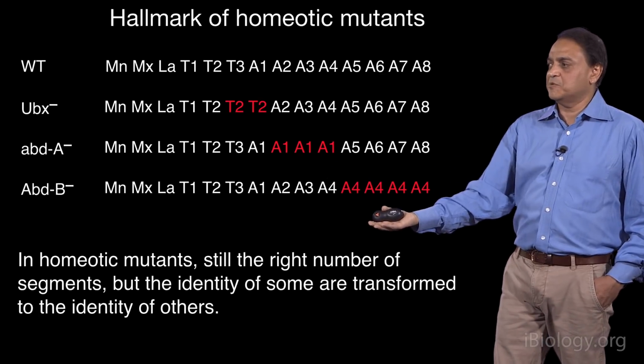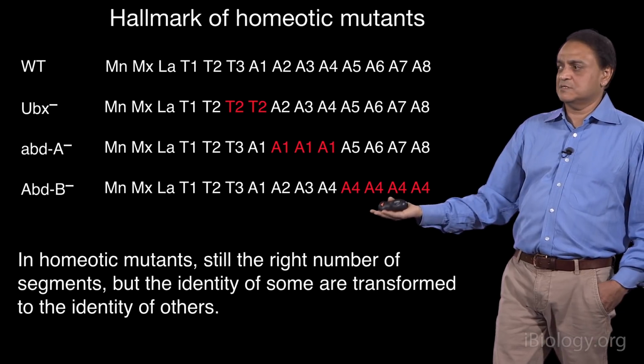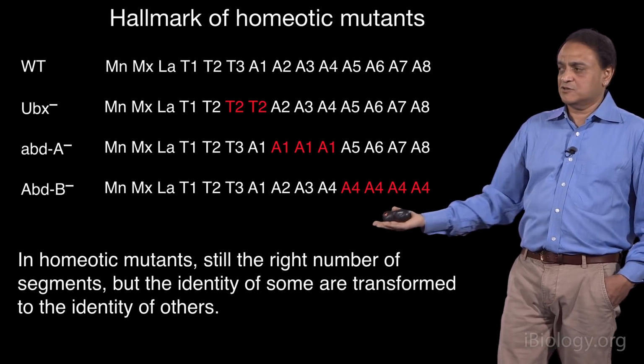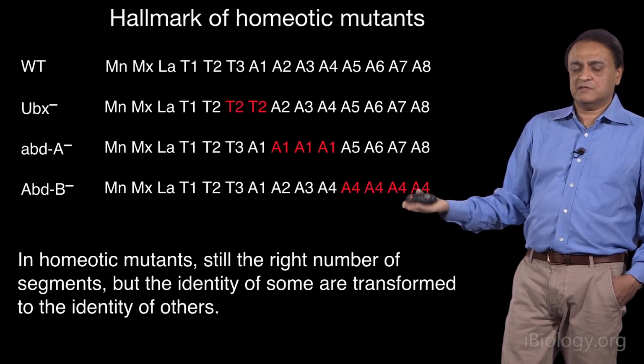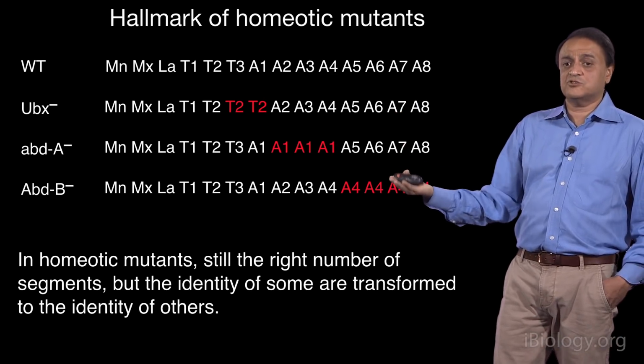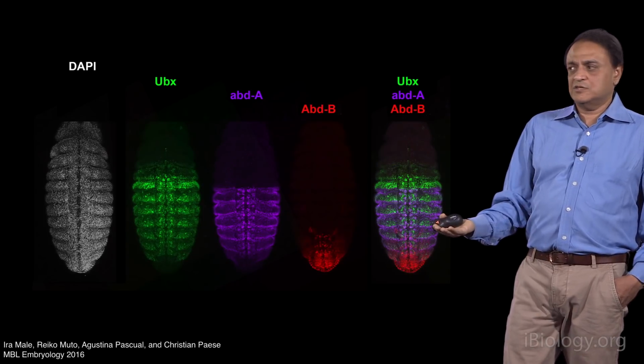And finally, in an abdominal-B mutant, it's even more posterior in its phenotype, and now what happens is that A5 on back are transformed into A4. So this is the hallmark of the homeotic mutants, that you don't change the number of segments, but you're transforming their identity.